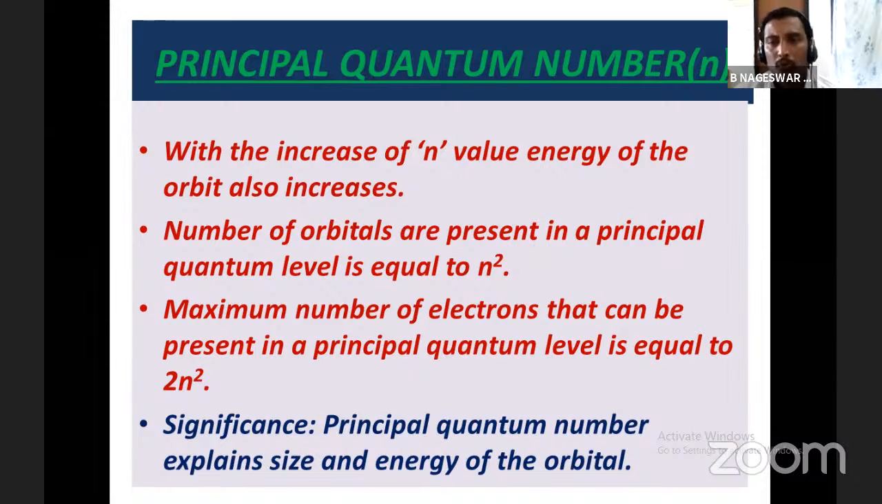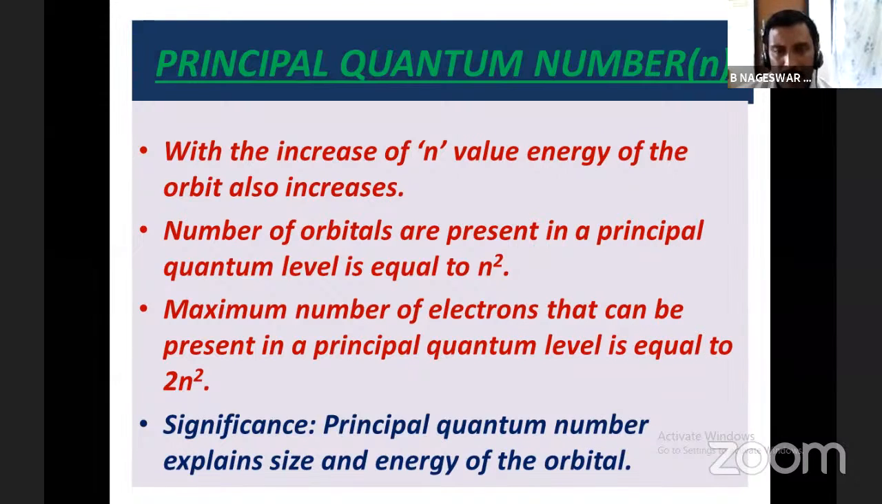n is equal to 2. n is equal to 2 means what, children? n is equal to 2 means it is the second orbit or second shell. That means if you are moving from the first orbit to the second orbit, then the energy of the orbit increases. That means with the increase of n value, the energy of the orbit also increases. Next, children, the number of orbitals present in a principal quantum level is equal to n square. Number of orbitals. Suppose we are taking one particular shell.